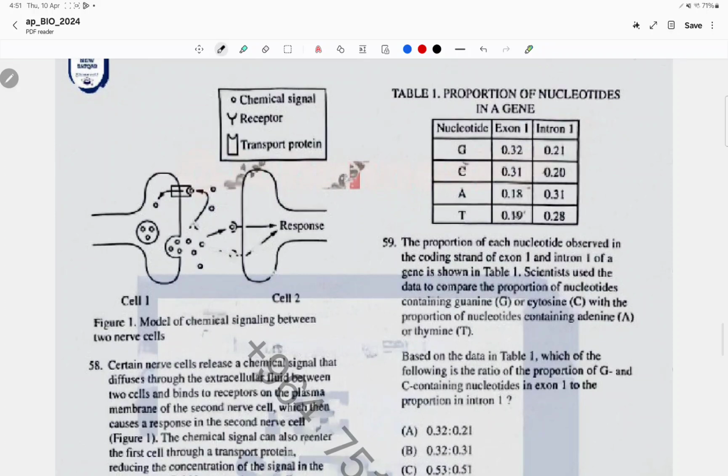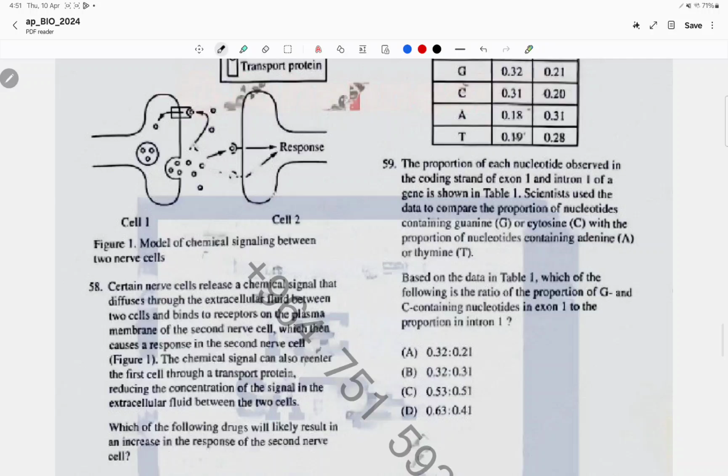Chemical signaling between two nerve cells. Certain nerve cells release a chemical signal that diffuses through the extracellular fluid between two cells and binds to receptors on the plasma membrane of the second nerve cell, which then causes a response in the second nerve cell. The chemical signal can also re-enter the first cell through a transport protein, reducing the concentration of the signal in the extracellular fluid between the two cells. Which of the following drugs will likely result in an increase in response of the second nerve cell?